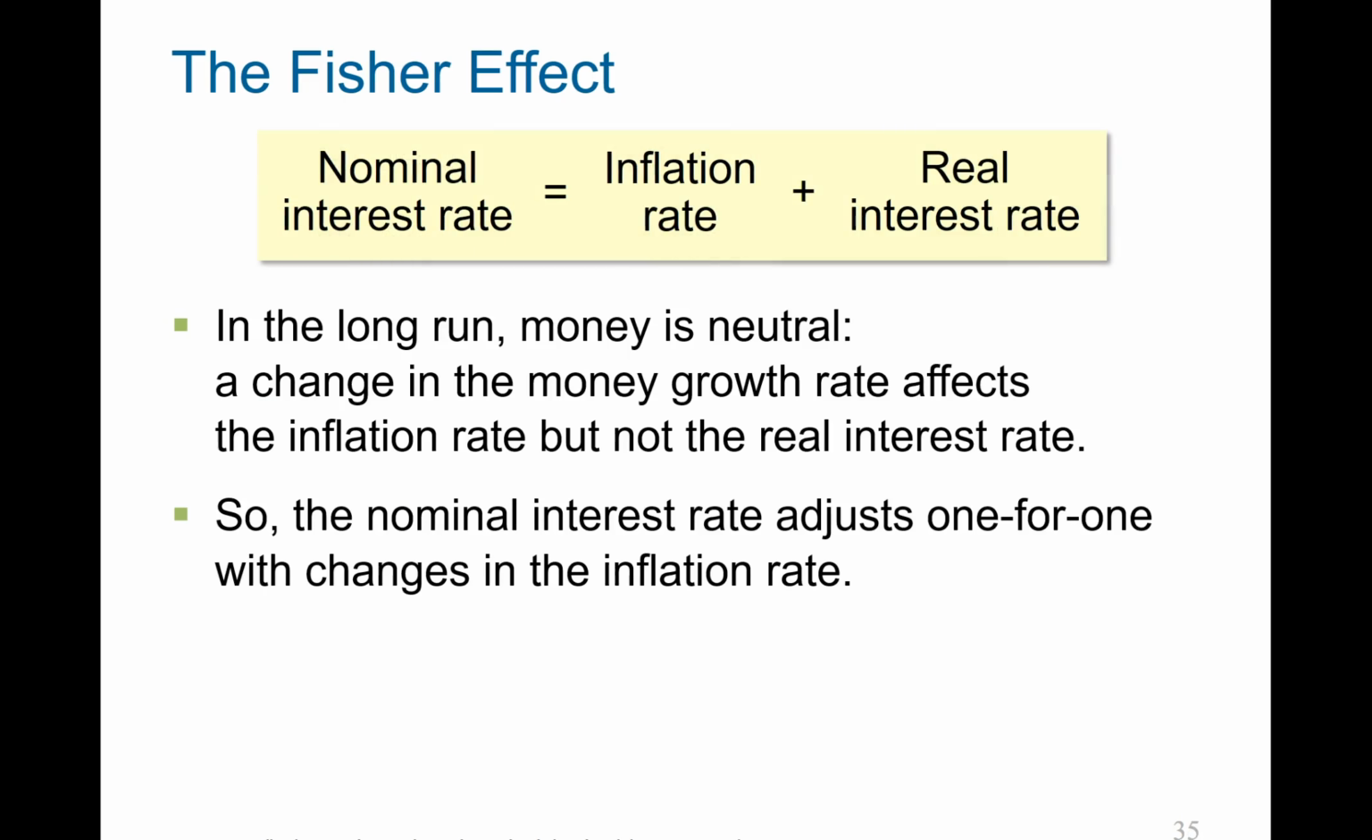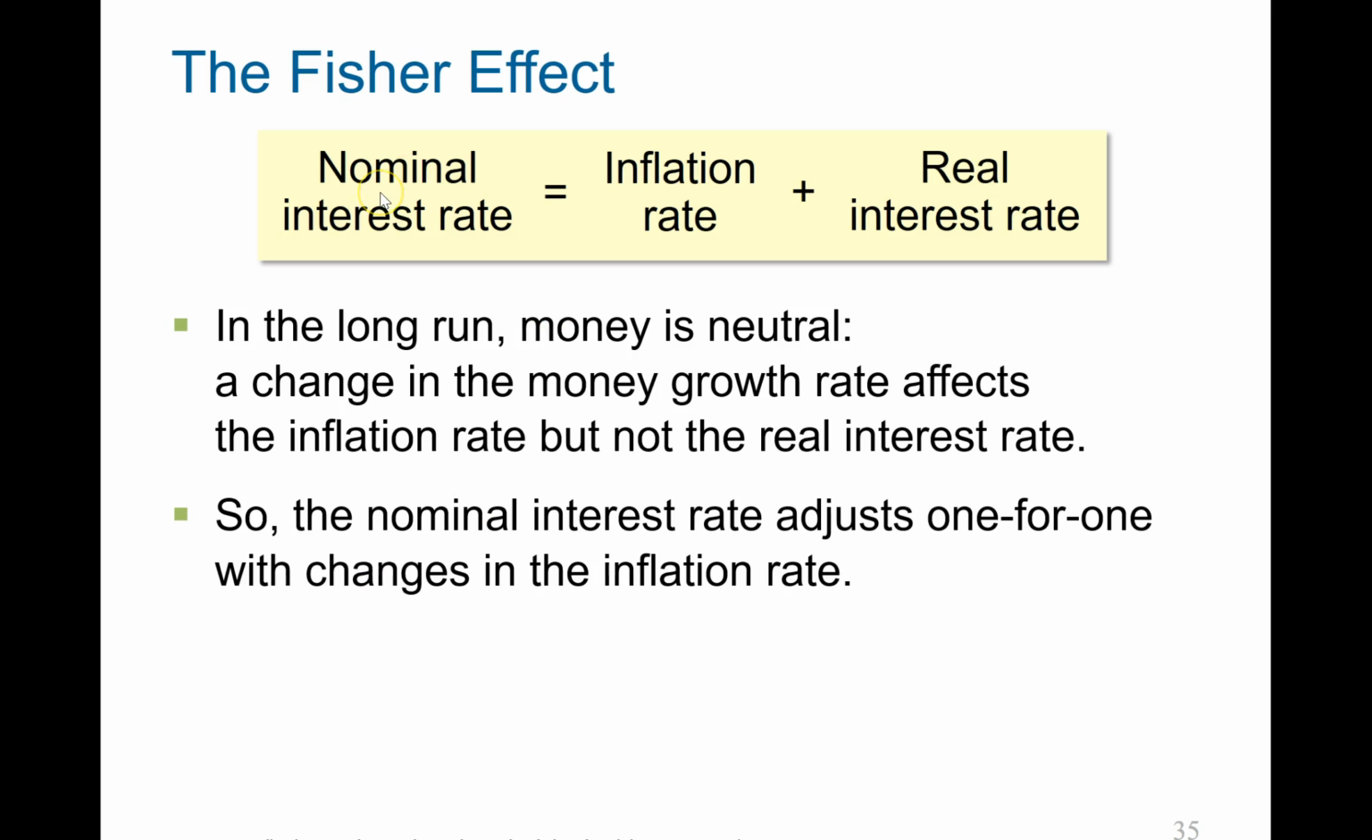So in the long run, money is neutral. We just said that. A change in the money growth affects the inflation rate, but not the real interest rate. And that's money neutrality. The inflation rate is nominal on its face. We can see it. We can measure it. But the real interest rate is not something that is on its face. The real interest rate is the rate adjusted for inflation. So the nominal interest rate then adjusts one for one with changes in the inflation rate.